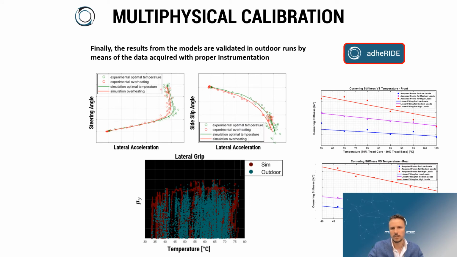Multi-physical calibration, starting from the data acquired and processed by the thermal model and the wear model, can then be used by adheRIDE for the calibration. And as you can see here, the cornering stiffness and the grip can vary a lot with temperature and pressure, as well as with tread thickness and the level of thermal cycles.